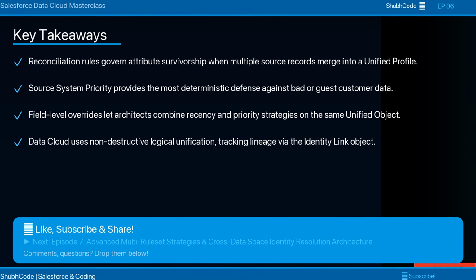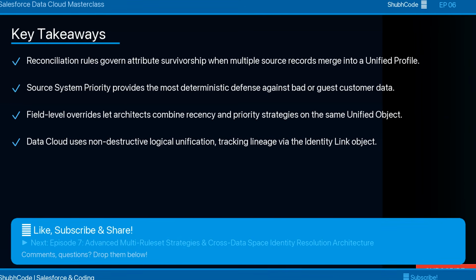Alright, let's wrap up. Here are the key things to remember. Reconciliation rules govern attribute survivorship when multiple source records merge into a unified profile. Source system priority provides the most deterministic defense against bad or guessed customer data. Field-level overrides let architects combine recency and priority strategies on the same unified object. Data Cloud uses non-destructive logical unification, tracking lineage via the identity link object.